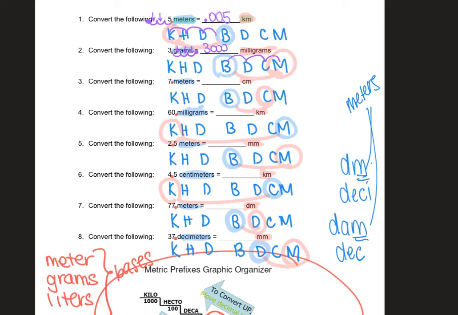For the next one, I'm going 1, 2 to the right. So 1, 2. So that gives me 700. So 7 meters is equal to 700 centimeters. Okay. And we know that centi, centimeter, century, it means 100, right? So it would make sense that if I have 7 meters, I have 700 centimeters.